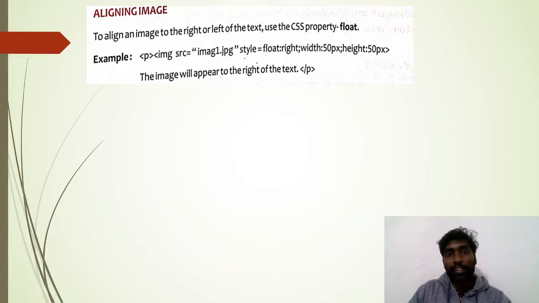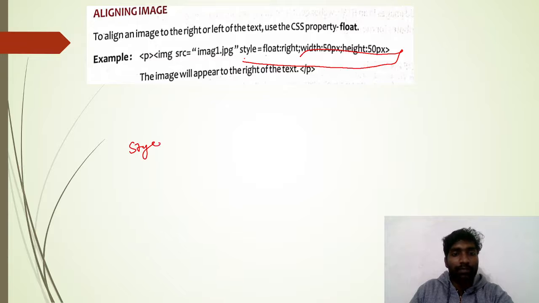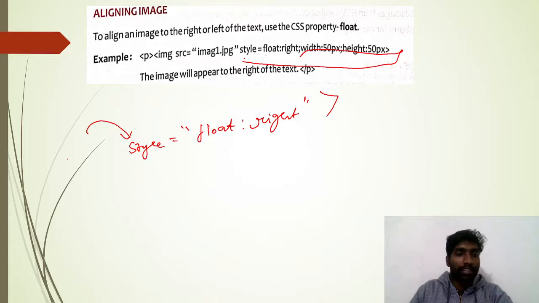Now see here, alignment. We can give alignment based on these tags. When we are using style equal to, style means CSS, and this is an inline style. If you are using float right, the image will be on the right side. I am mentioning here img src equal to, and it should end with a semicolon.